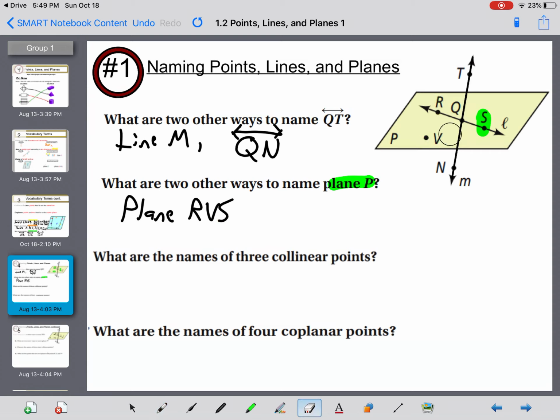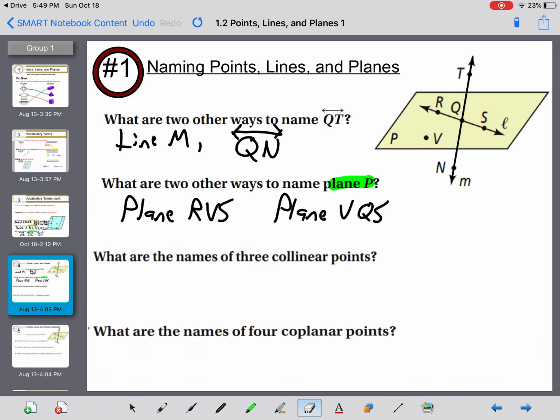Now, they want another way to name it. So maybe I'll take VQ and S. Okay, so if you're naming a plane, you can use the distinct letter they provided or choose any 3 points on the plane that you see.